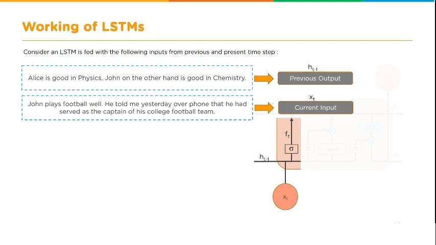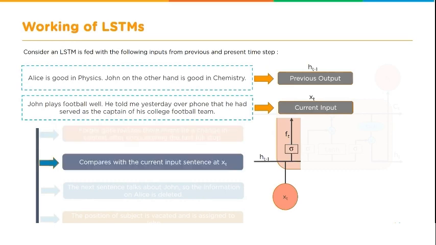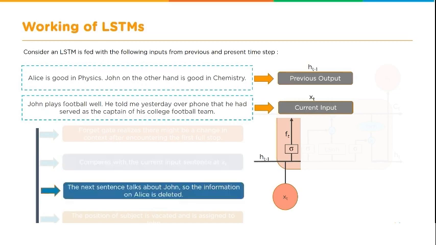That's our current input. So as we look at this, the first step is the forget gate realizes there might be a change in context after encountering the first full stop. It compares with the current input sentence of x of t. So we're looking at that full stop and then comparing it with the input of the new sentence. The next sentence talks about John, so the information on Alice is deleted. Okay, that's important to know.